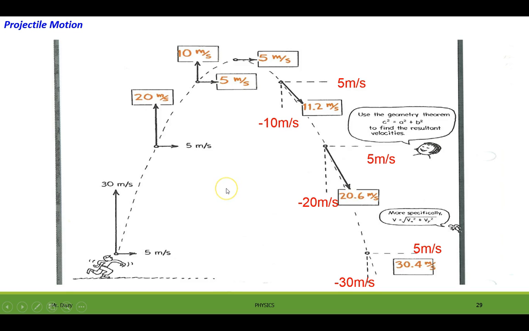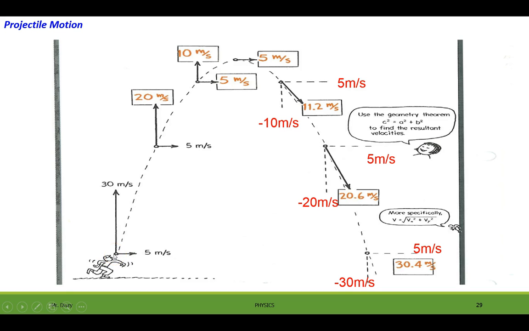So, think about it this way. How long did it actually take to go up? Well, 3 seconds. How long did it take to go down? 3 seconds. See the symmetry in these problems? Okay. Another thing to do is you can easily calculate the range of problems like this.